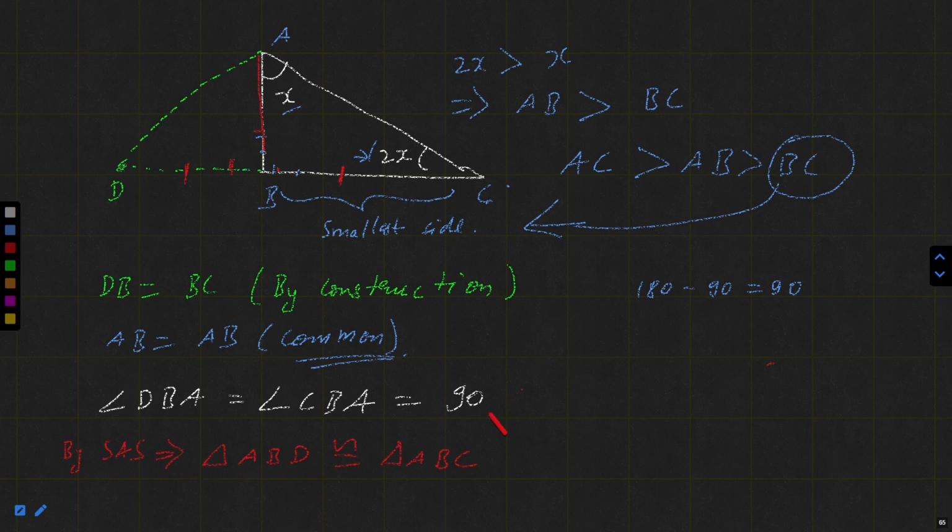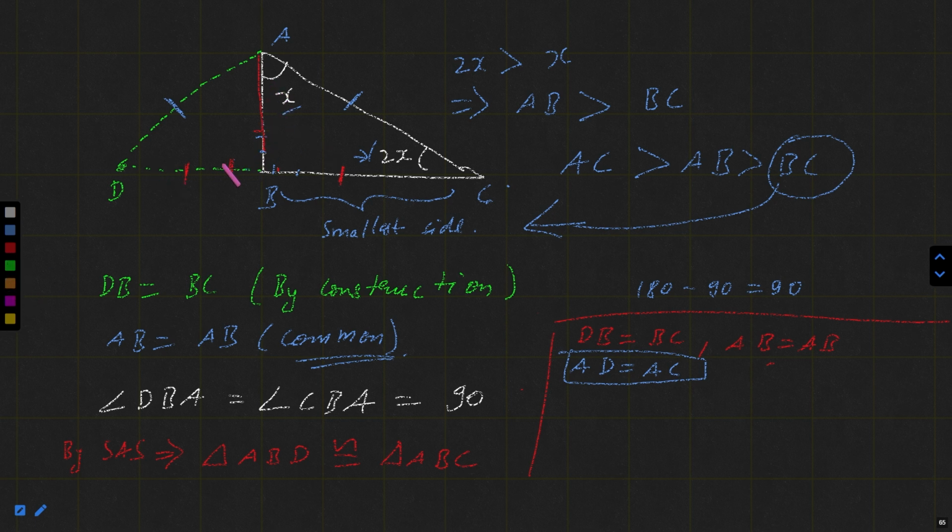So by SAS, side angle side, I can say that DB is equal to BC. Yes, indeed. Now AB is already equal to AB. And from this I can say that the remaining side AD is equal to AC. Okay, so AD is equal to AC. Now we took so much information about the sides. Now take information about the angles.